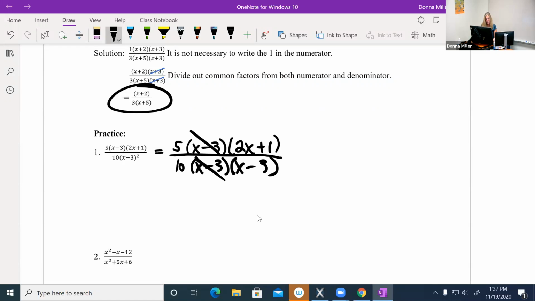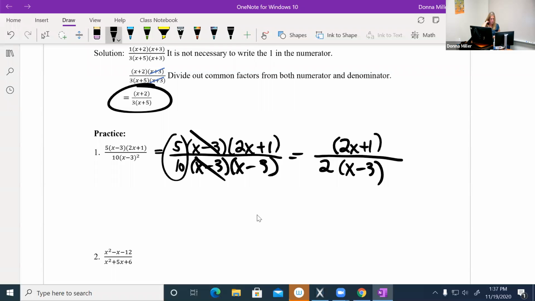So this x minus 3 cancels with that x minus 3. Okay. And I can reduce 5 over 10. 5 over 10, if I reduce it, is 1/2. And I'm not going to put the 1 there. I don't need it. The 2 just goes down here. And I have a 2x plus 1 on top, and an x minus 3 on the bottom, and I simplified it.